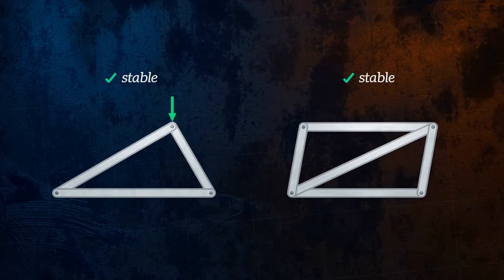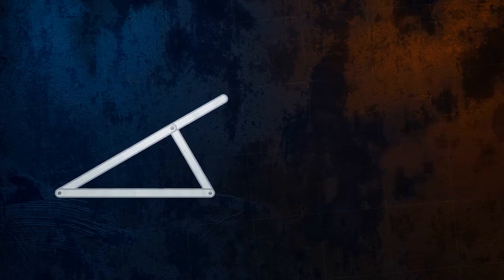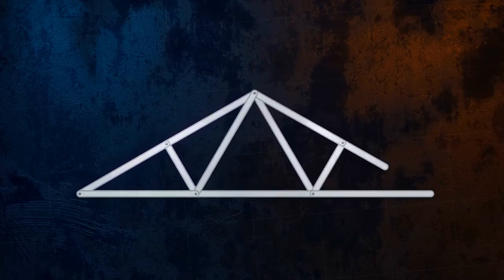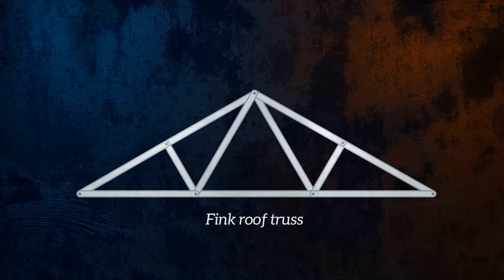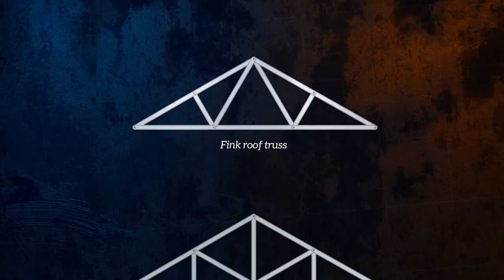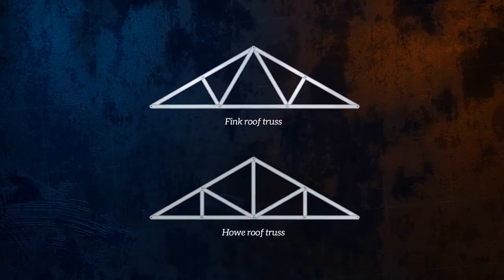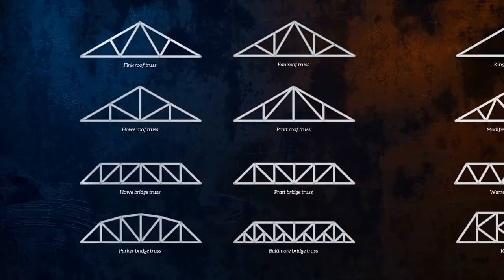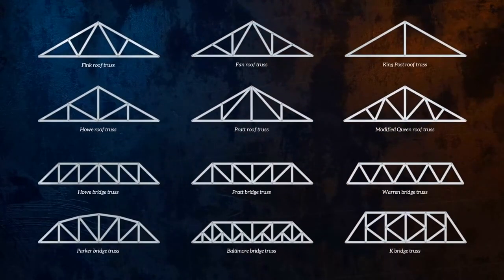We can start with our triangle and build it out to form a structure. There are a lot of different ways to build a truss, but there are some particularly popular truss designs that you will see again and again, and so they are referred to by specific names. The one shown here is a Fink roof truss, but there are many more, as you can see here. Later on in this video, I'll cover how these different designs carry loads in different ways.